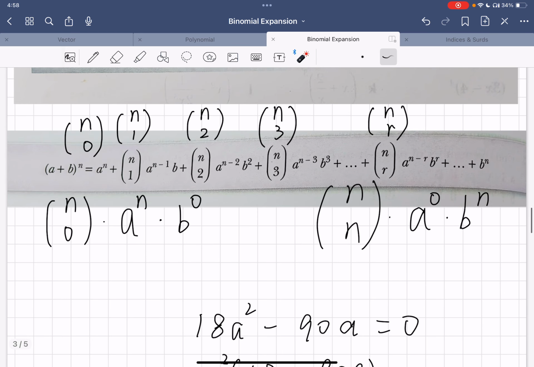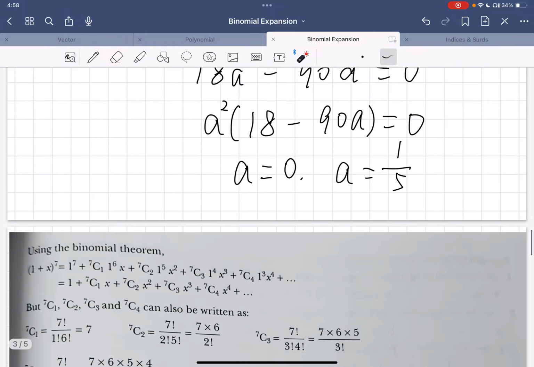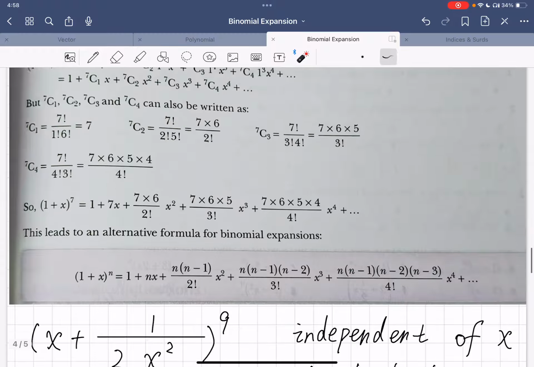And remember, always let the sum of the powers equal the brackets power. For example, the brackets power is n here, and it's n minus 1, 1, n minus 2, 2, n minus 3, 3. So it's a descending trend for a, and an ascending trend for b, but always equal to the brackets power.